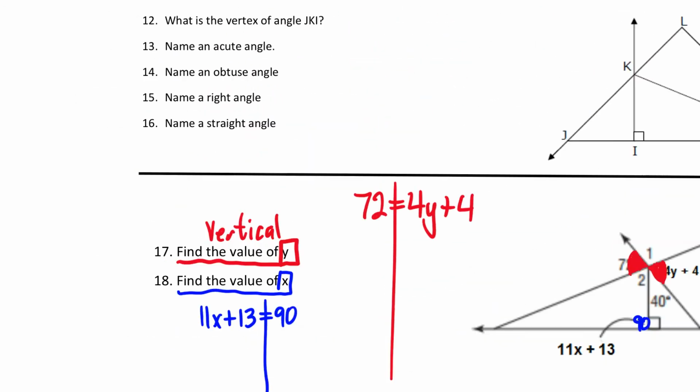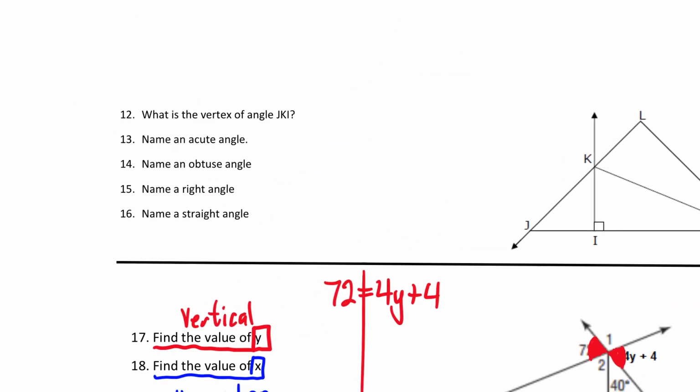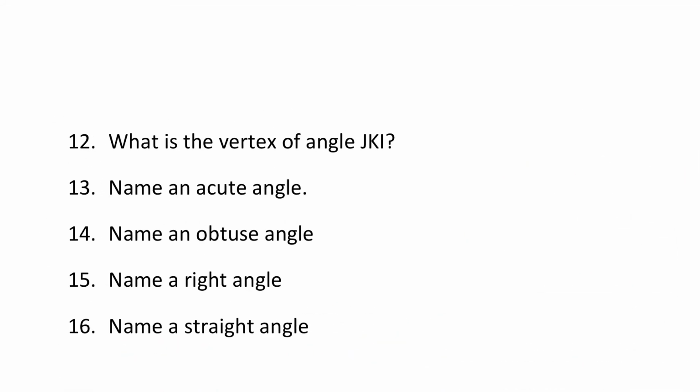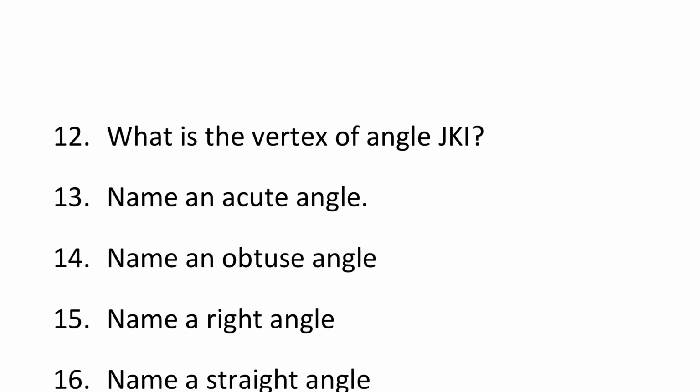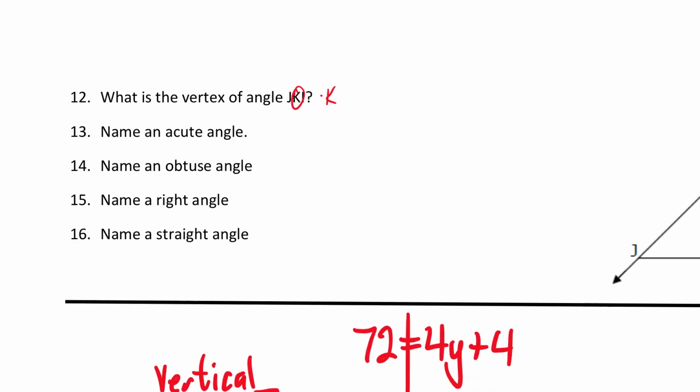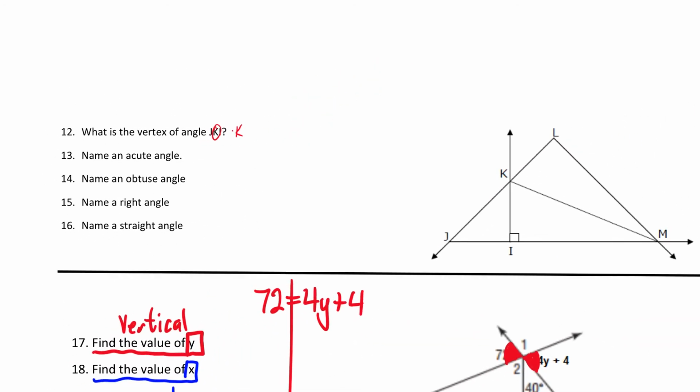Okay, on the back. So number 12, what's the vertex of JKI? Okay. You wouldn't even have to look at the picture to know that. How would you know what the vertex is? The middle letter, point K. Yeah. Okay, name an acute angle. JKI. Okay, JKI would work. What else?